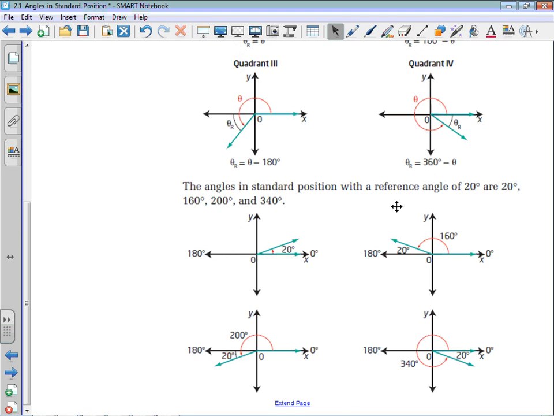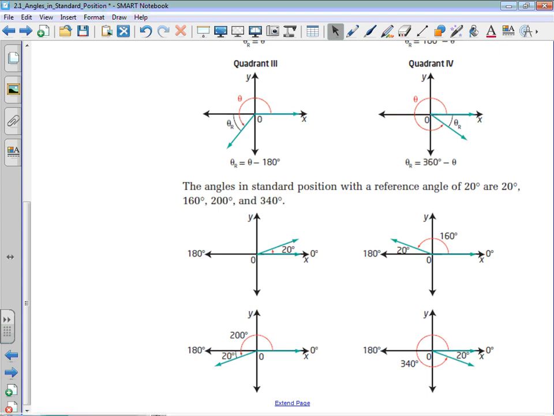So when you draw 20 degrees, the reference angle is 20 degrees. When you draw 160, the reference angle is still 20 degrees. And that's really important: if we give you a reference angle, you will be tested on being able to find the 4 rotational angles that all share that reference angle. So 20, 160, 200, and 340 all have a reference angle of 20 degrees because all of those terminal arms would be 20 degrees from the x-axis.